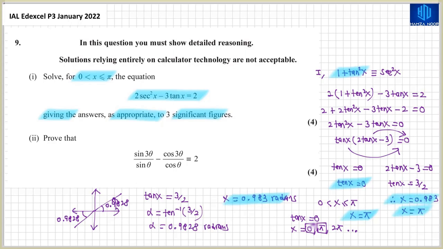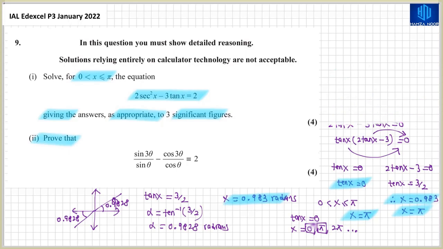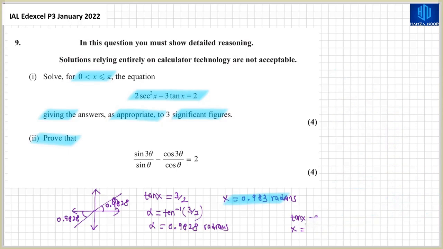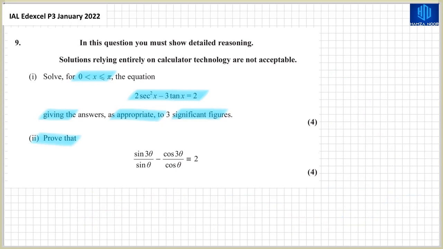All right, so now we have part 2. We need to prove an identity. I'm going to erase the working of part 1 from this page so we can have space to solve part 2 on the same page. We need to prove the identity that sin 3θ over sin θ minus cos 3θ over cos θ is equivalent to 2.